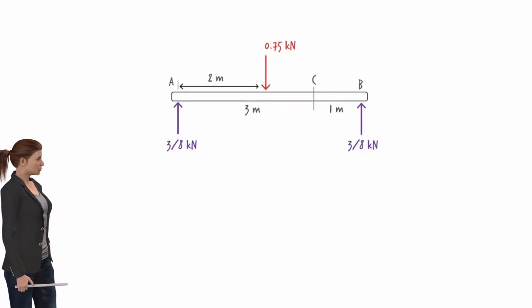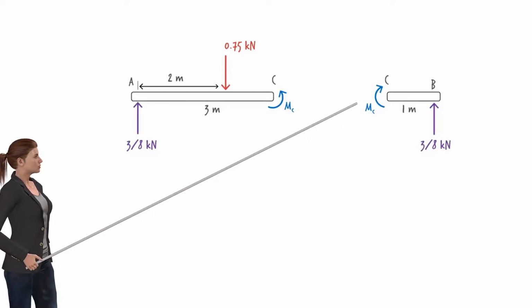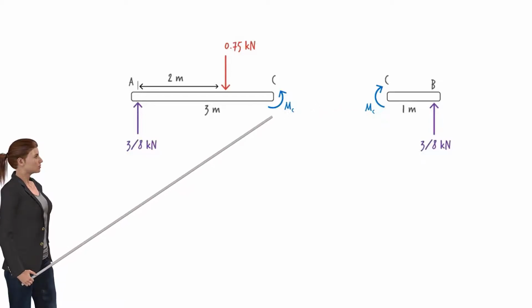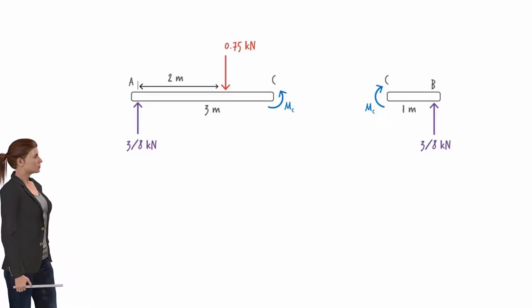To do so, we cut the beam at C, separating it into a left segment and a right segment. This exposes the internal bending moment at C. The moment appears in both segments. The one for the right segment is drawn in the clockwise direction, and the one for the left segment is shown in the counterclockwise direction. Note that each of these internal moments tends to compress the top part of the beam near the cut point, hence it is considered to be acting in the positive direction.